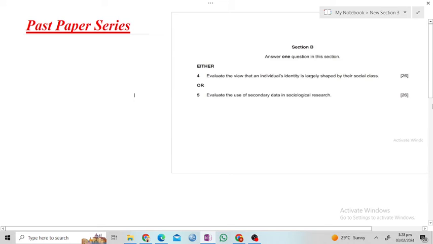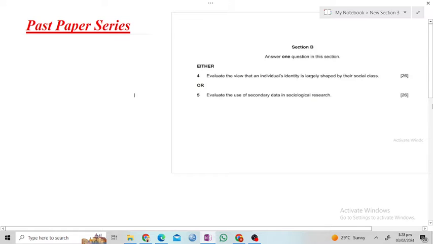Paper number 1. You can check section A from the previous videos. Today we are going to attempt section B. As I told you, you have a choice in section B. In section A we don't have any kind of choice, so you need to attempt all the questions. But in section B we have questions 4 and 5, and you can do either 4 or 5. It's totally up to you and your knowledge, whatever content you have in your mind. So you can attempt any question.